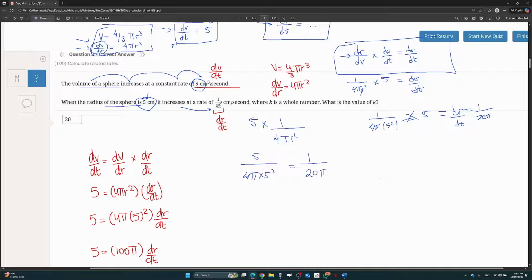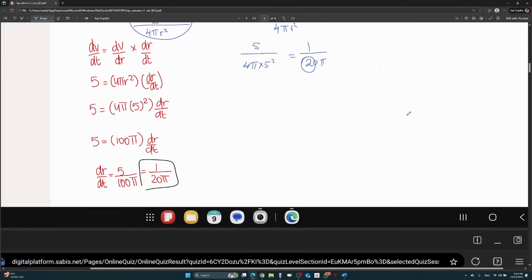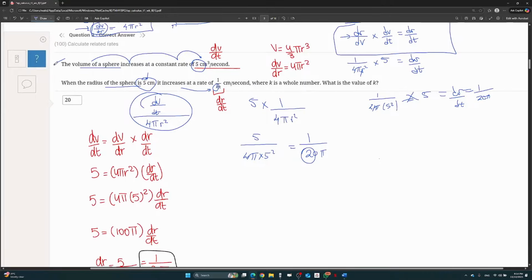And what's the coefficient of pi? 20. So whenever you see this in your exam, all you do is just use this rule. Whatever dV by dt is over 4 pi r squared. This will work every time. Anyways, if it looks like this, only if it looks like this.